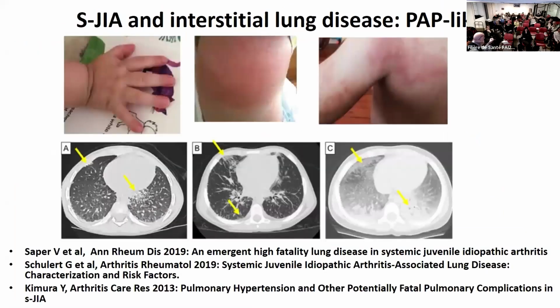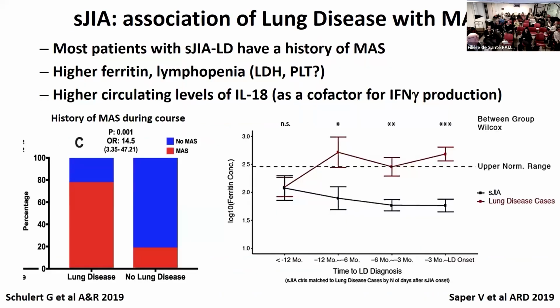Let me now switch to lung disease. Why did I switch to lung disease from MAS and interferon gamma? Because I think that has to do one with the other. This is something we have become more and more aware of. In the United States, this apparently appeared earlier than in Europe, and is typically a high fatality lung disease involving very young patients. These are the main associations of these patients.